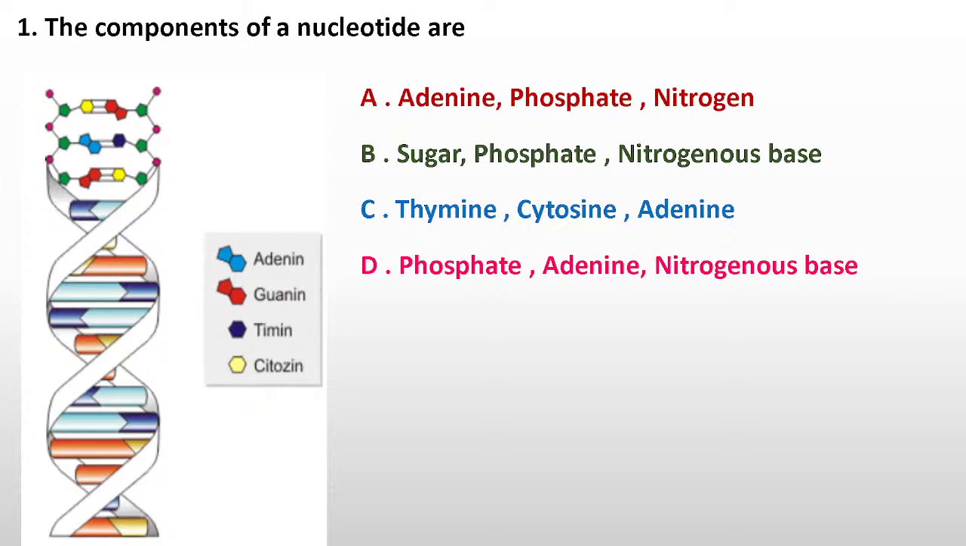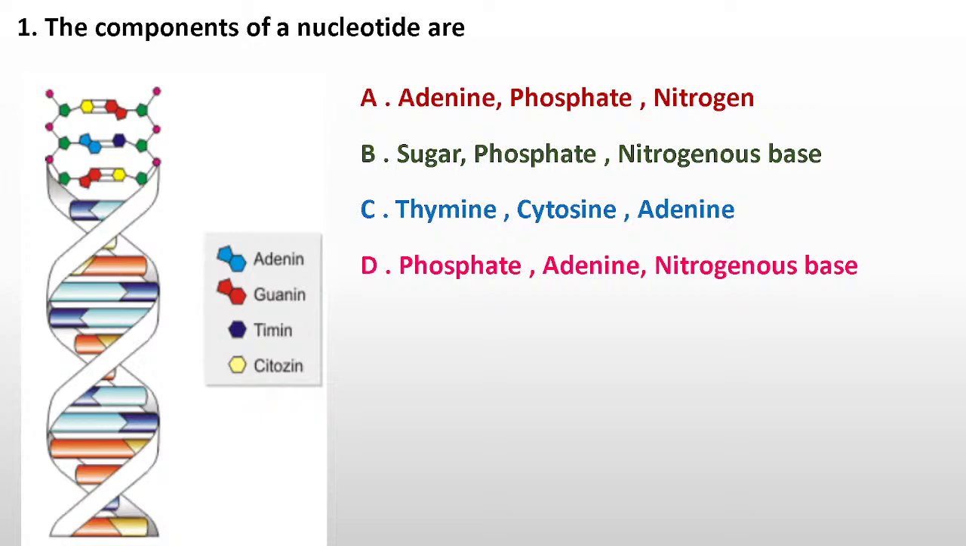Friends, let me tell you that nucleotides are nothing but the components of nucleic acid. Now, you know there are two types of nucleic acids, that is DNA and RNA. So, the DNA is said to be made up of deoxyribonucleotides and the RNA is said to be made up of ribonucleotides. A nucleotide is a nucleoside plus phosphate, and a nucleoside is nitrogenous base plus sugar.